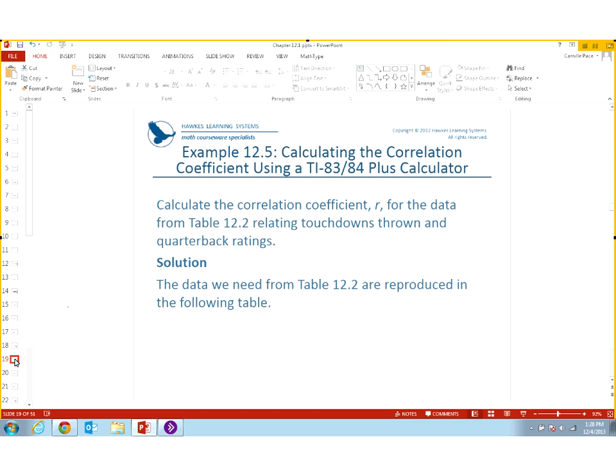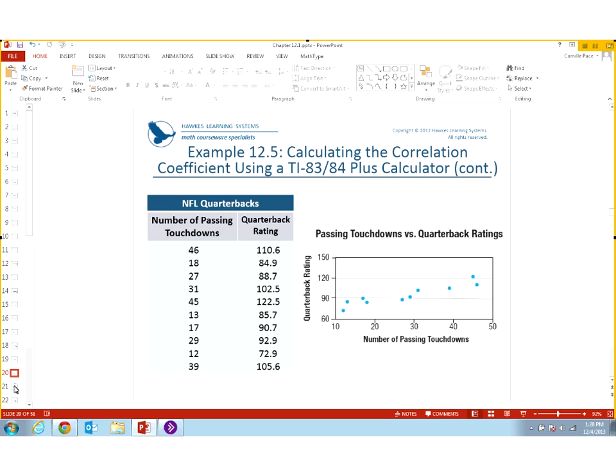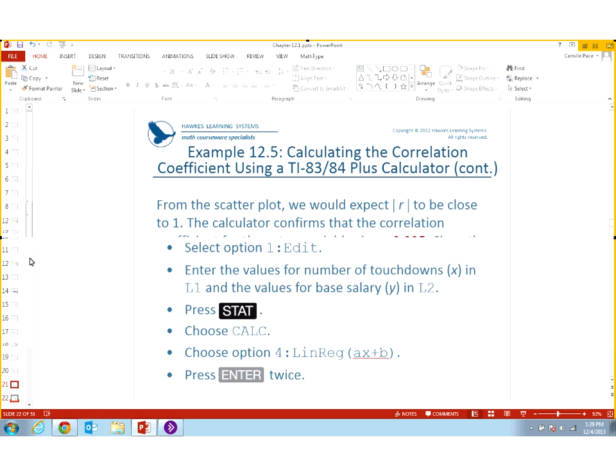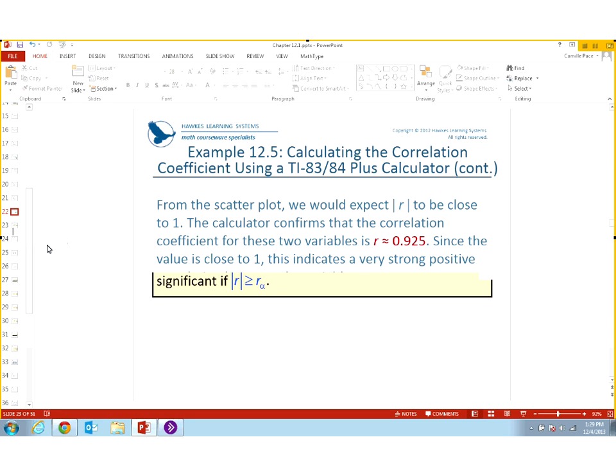So then let's look at it for touchdowns and quarterback rating. If we go ahead, and here's the data, and there's the scatter plot, if we put it in our calculator, again, do Stat 1, put the values in X, the values in Y, press Stat, calculate 4, and then hit Enter twice, then this is what it gives us. It gives us that our R, if you see at the bottom, is 0.92541951178. That is a very strong positive correlation. So we can say that there's a relationship between touchdowns and quarterback ratings.